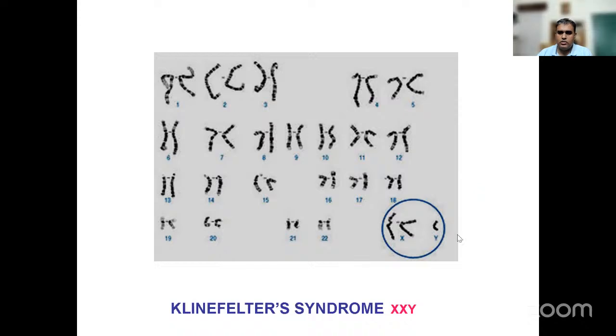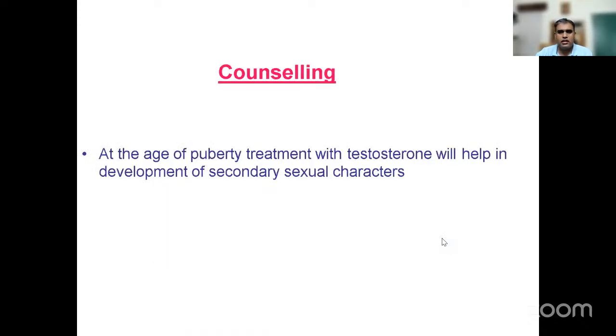So you can see two X chromosomes and also one Y chromosome over here. That is the Klinefelter. Counseling at the time of puberty, and obviously giving some testosterone. Like in Turner syndrome we give estrogen replacement therapy, here you can give testosterone.